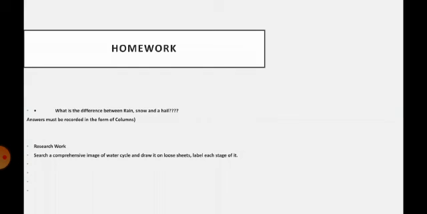I have homework for you in which you will write down the difference between rain, snow and hail, and I hope you will write it on a loose sheet. Your answer must be recorded in the form of columns. And I have a research work for you in which you search for a comprehensive image of the water cycle and draw it on loose sheets and label each stage of it.